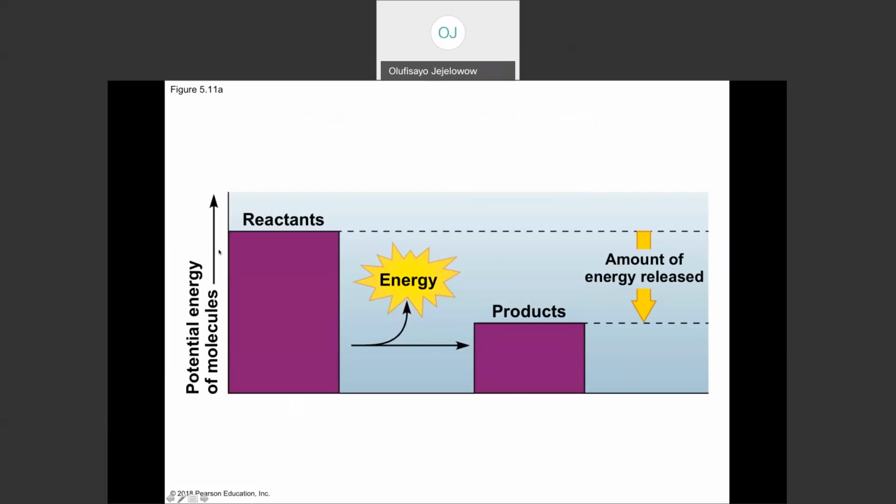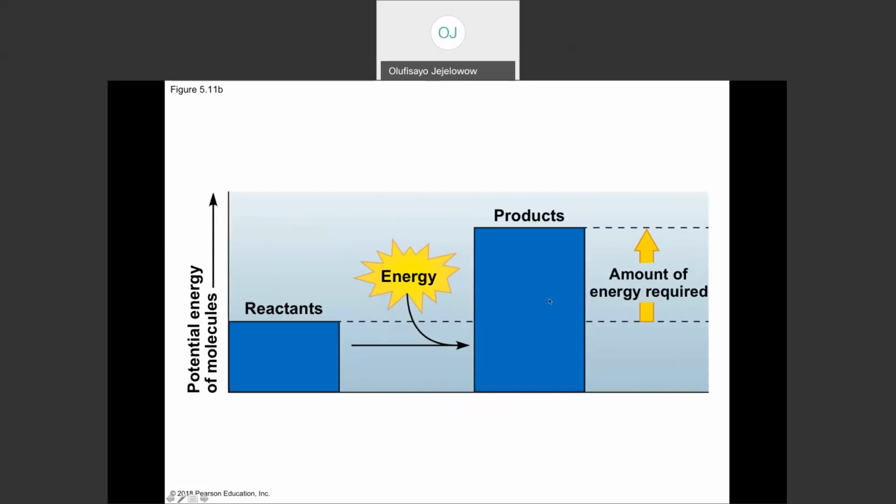So reactants yield products. Exergonic reaction: this is a higher level of energy in the reactants than in the products. So the reaction gives off energy. Energy is exiting the system, exergonic reaction. The difference in the energy of products and that of the reactants is the amount of energy that's released from the system.